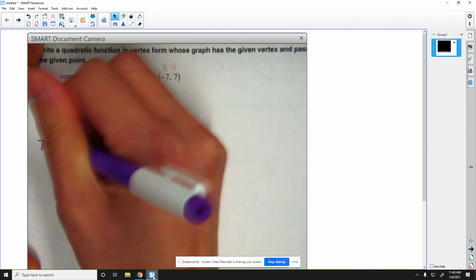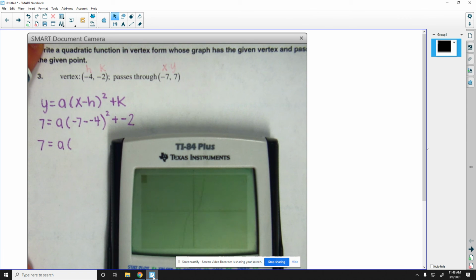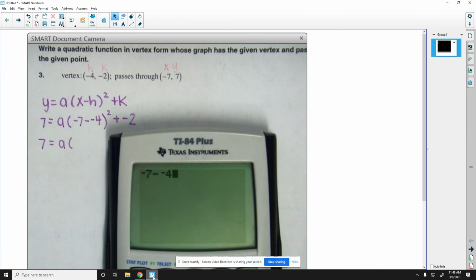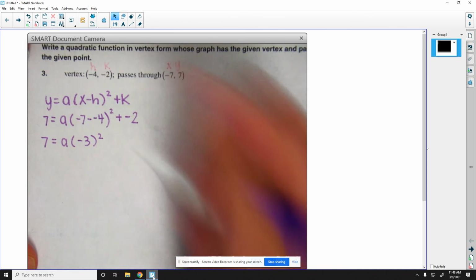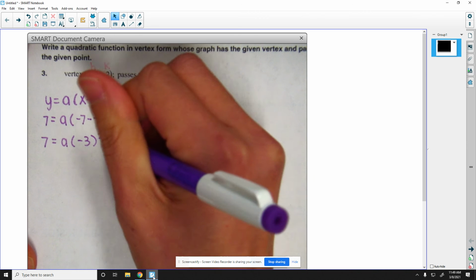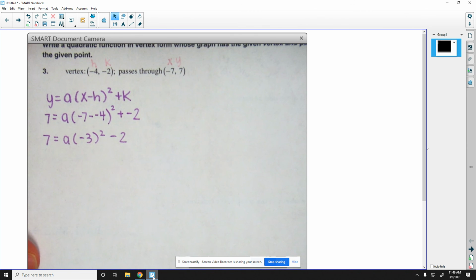So I have 7 equals A parentheses, -7 minus -4. Gosh, it is Monday and I don't know. So why don't you just use your calculator just because there's so many negatives going on? Oh, it's -3. Okay. So A parentheses, -3 squared, and then plus -2 is just -2. Okay, so let's simplify that.